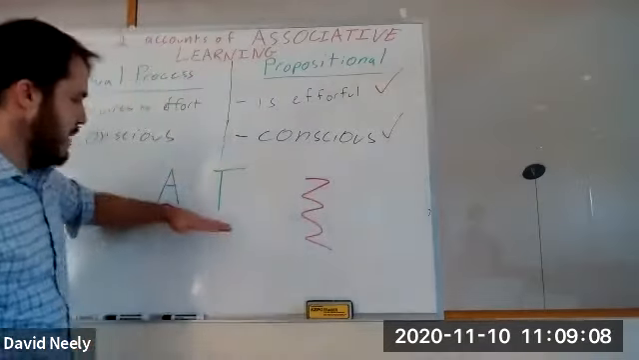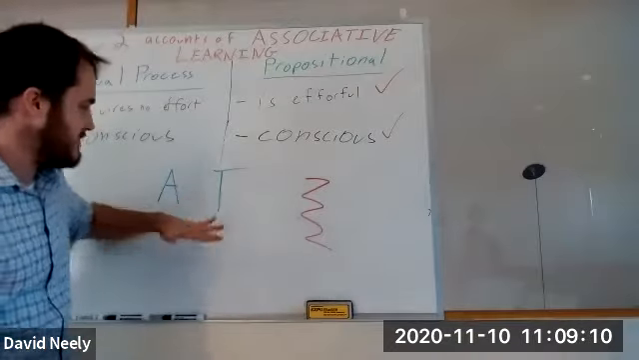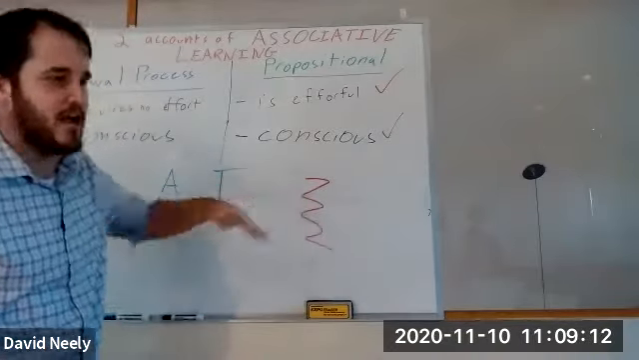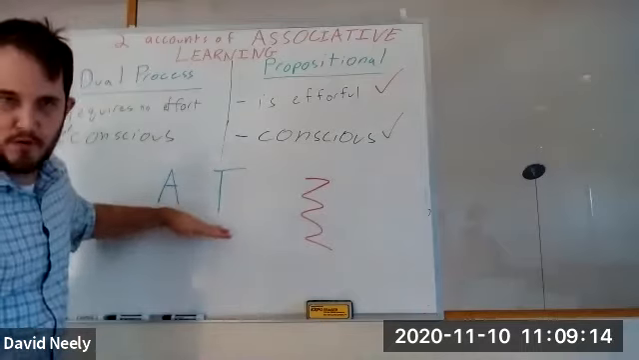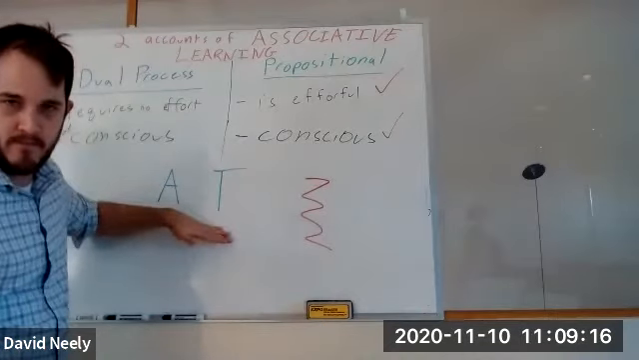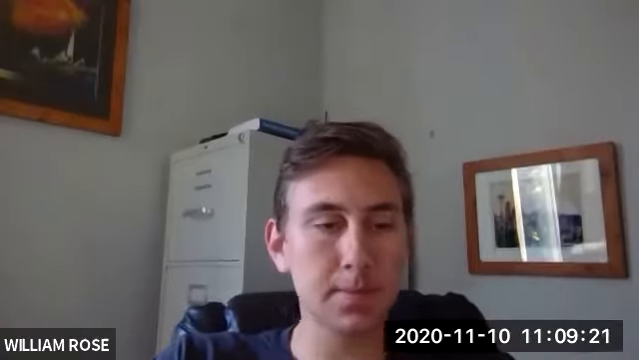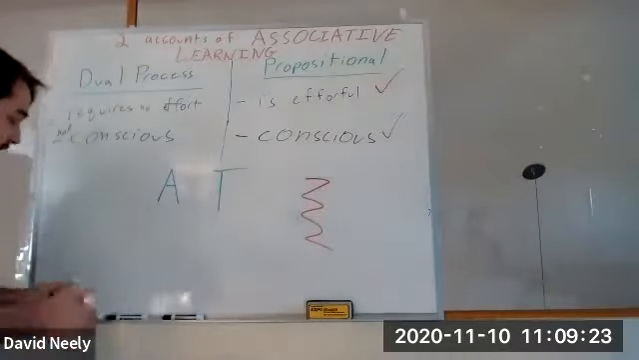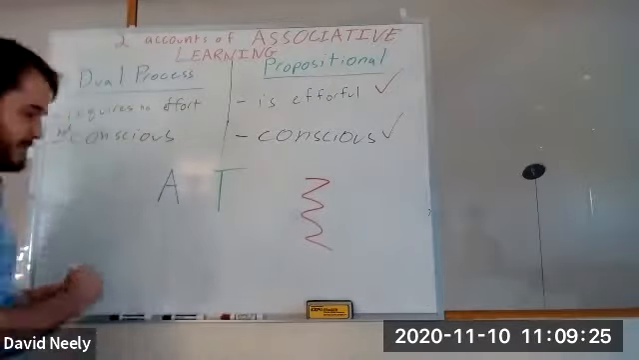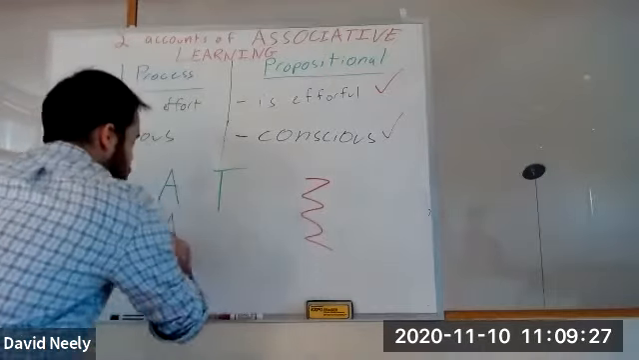Well, what if I give you A and T and then give you an electric shock, and I give you A and T again and give you an electric shock? Now imagine I give it to you a third time. What's your body going to do? Get anxious. Yeah, it's going to get anxious. It's going to get ready. So that's the background.